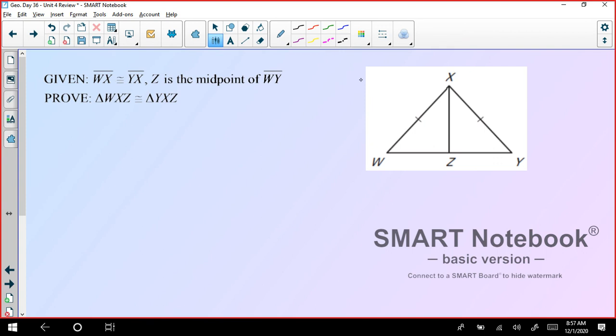Given WX is congruent to YX, that's given, and Z is the midpoint of WY, prove triangle WXZ is congruent to triangle YXZ. So same way, I'll just write the statements and I want you all to help me with the reason. This is the last proof. After that, we will move on to the next unit.